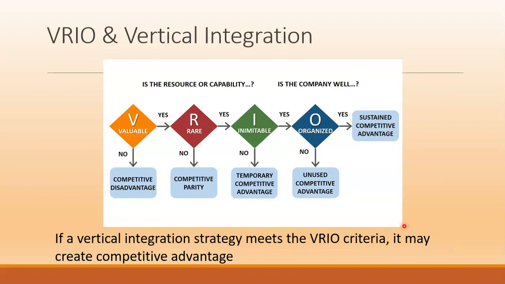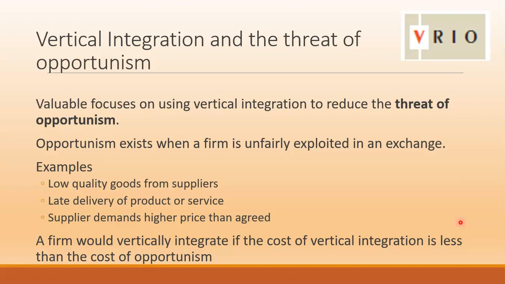We are going to look now at vertical integration as it relates to valuable, rare, inimitable, and organized. So in previous units, we looked at competencies. I think in the last unit we spoke about valuable, rare, inimitable, and costly to imitate. So we are replacing the costly to imitate with organized. So I want you to make note of that. So if a vertical integration strategy meets the VRIO criteria, it may create competitive advantage, or is more likely to create competitive advantage. So we're going to look at them individually now, the V, the R, the I, and the O.